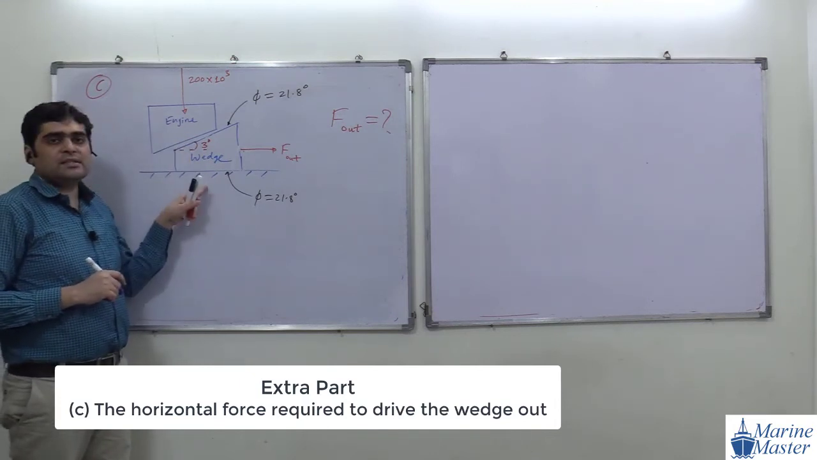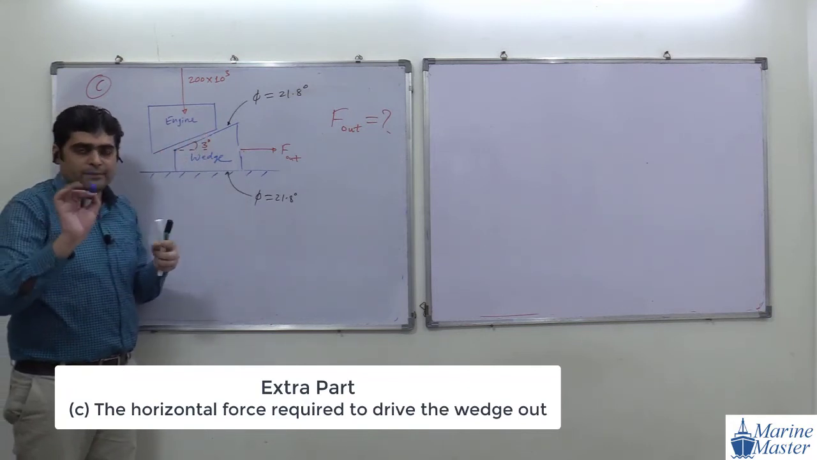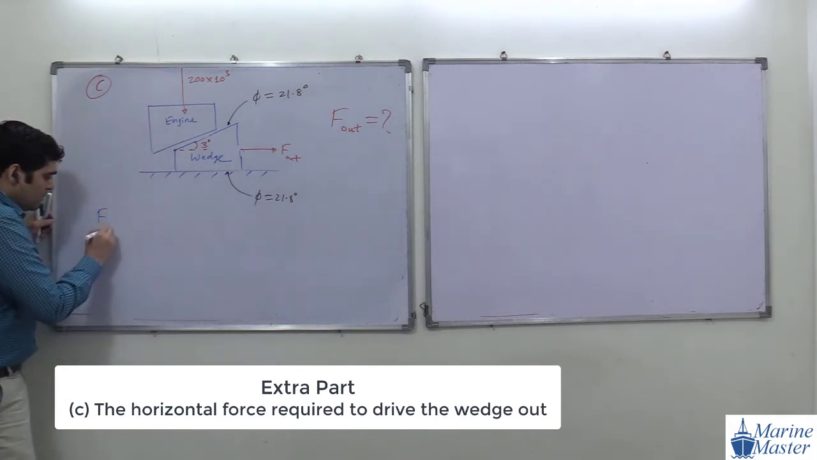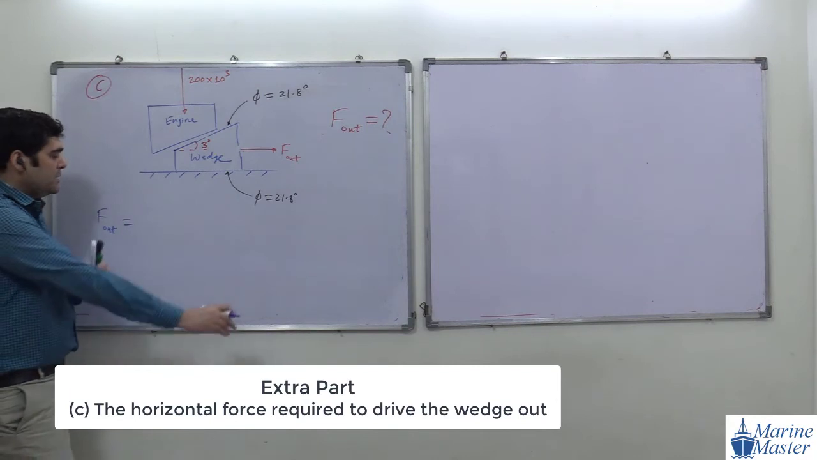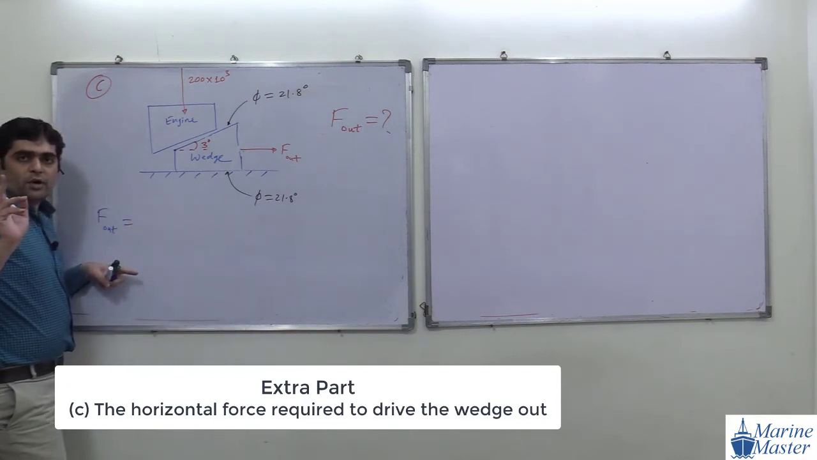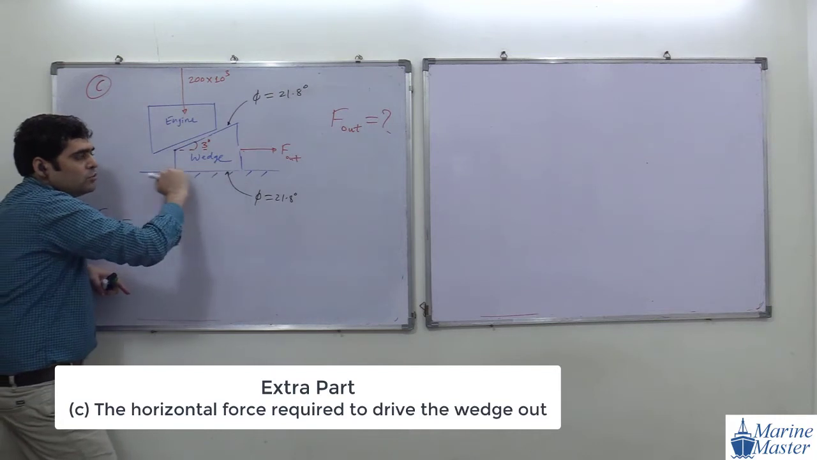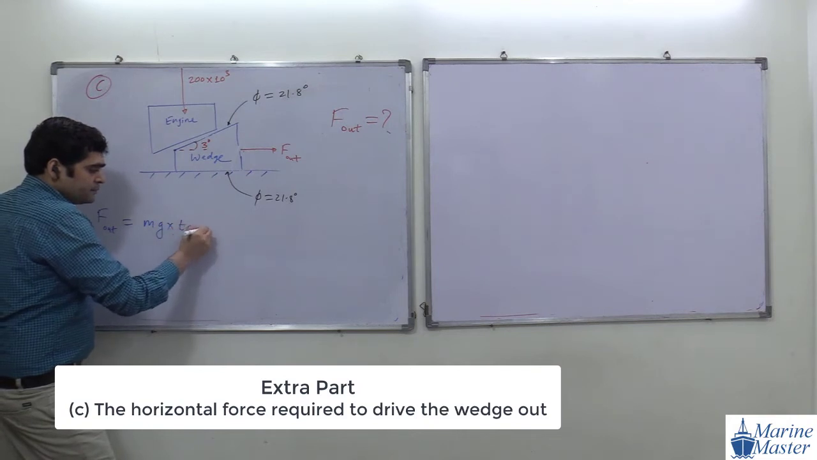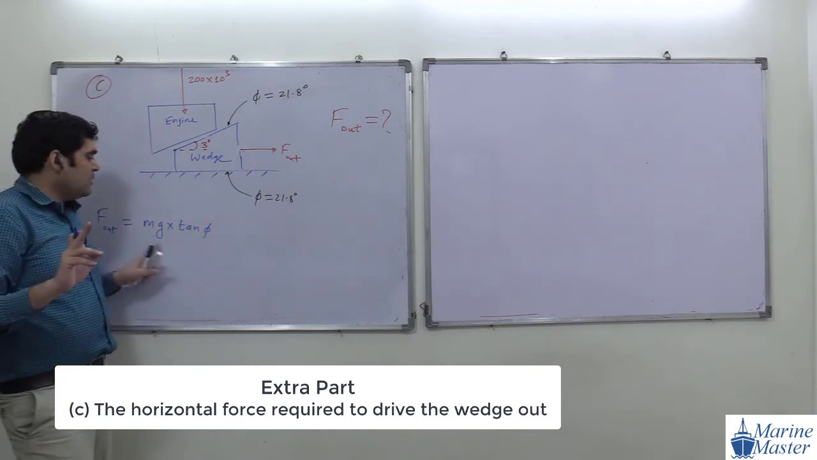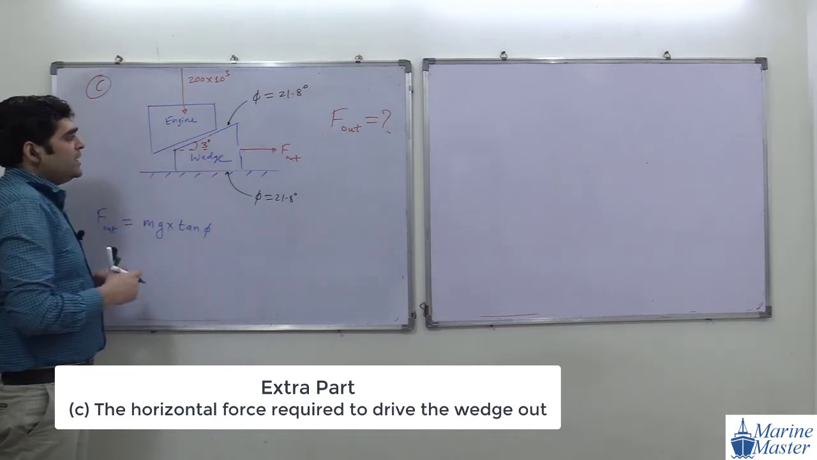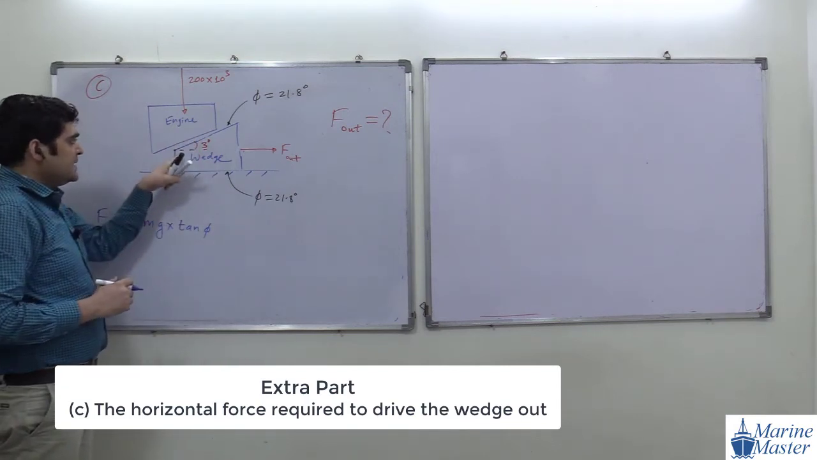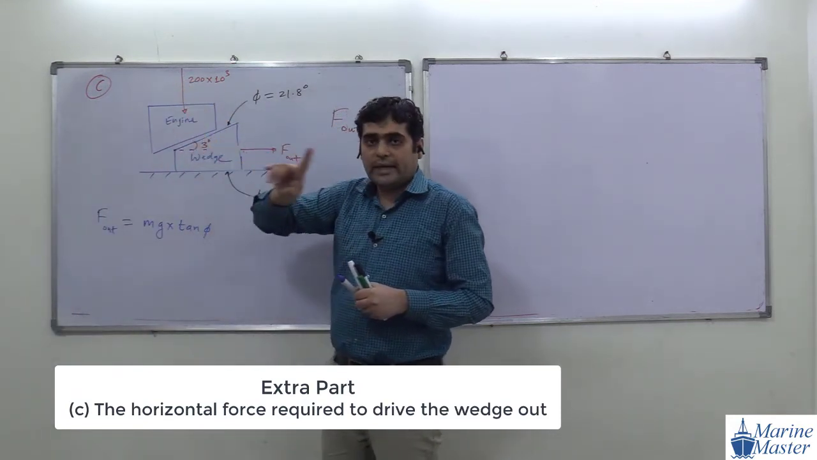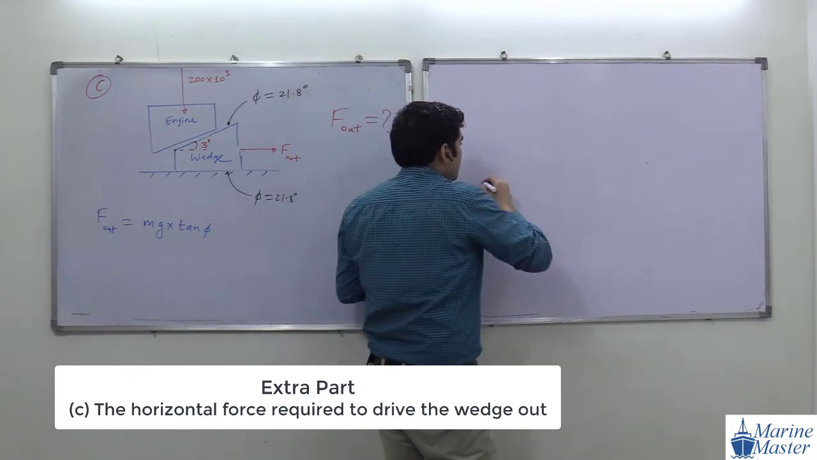Here we have two planes, one inclined plane and one horizontal plane. For the horizontal plane, the story is very, very simple. F out will be equal to what? If you want to move an object on any horizontal plane, it is mg into tan phi. Any doubt in this? Now in this scenario, it is an inclined plane. If you move the wedge up, then the story will become like this.